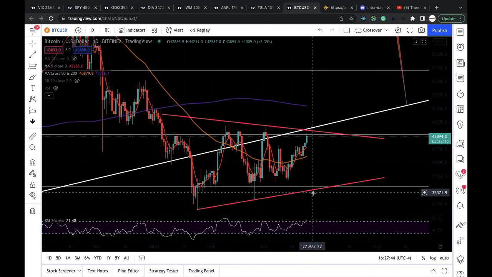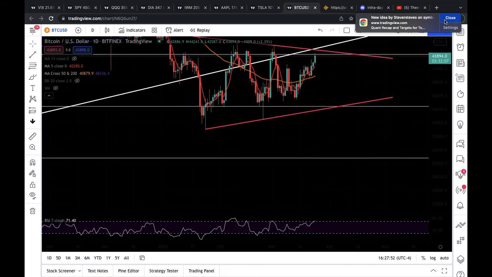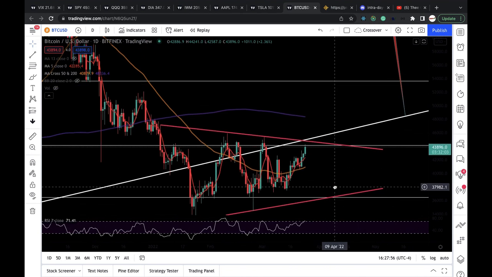All right, if it breaks down the support here around 42.2K and 40.8K at the 50-day moving average, and below that the support of the triangle pattern here at 35.7K. And if that fails, that'd be a bearish breakdown of the triangle pattern all the way down, possibly to the 28.7K support level.